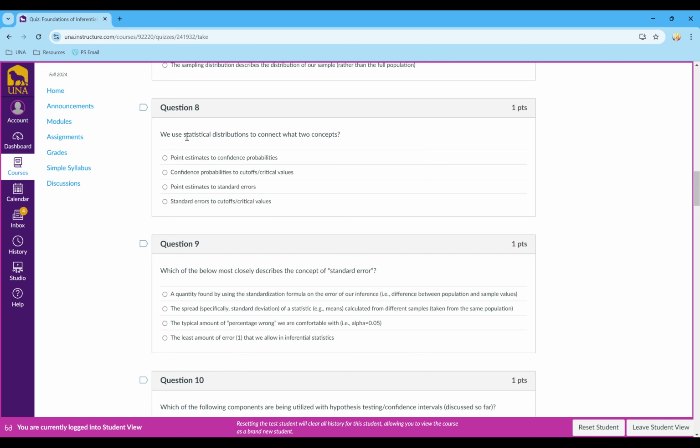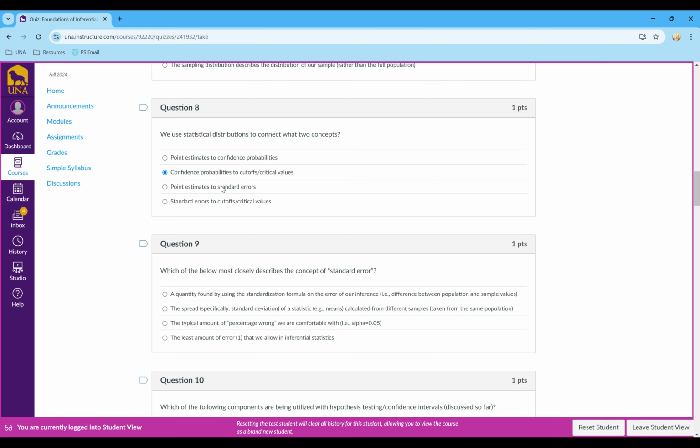All right, using statistical distributions connect what two concepts? Yeah, that's a good question. Point estimates and confidence probabilities? No, probably not. Confidence probabilities to cutoff critical values? Yeah, that's probably it. Point estimates to standard errors? Standard errors to cutoff critical values?